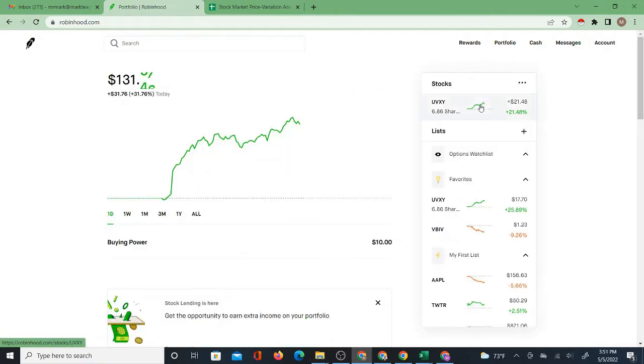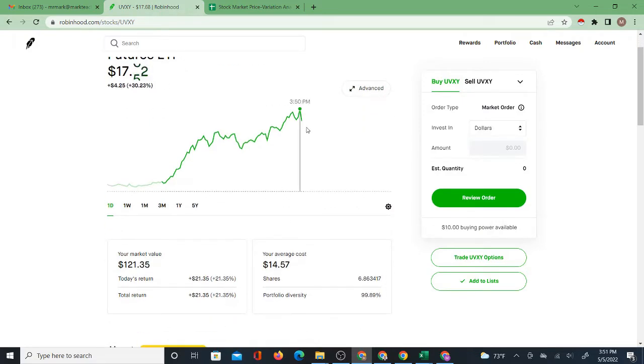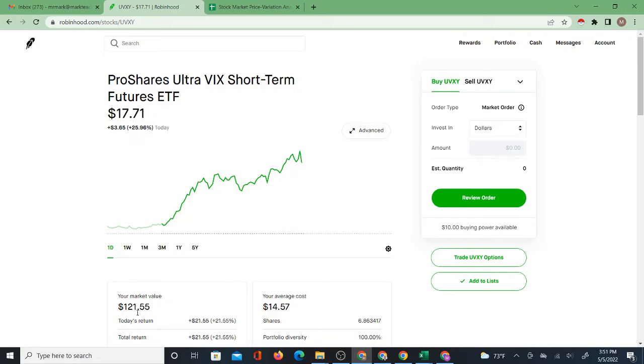And I'm going to go back to my portfolio and open it, and you can see the result today, which is that it earned, well, right now 22%. It just dropped down a bit, but at this point, you can see I have over $20 earned on my $100. So that's pretty good for one day. I just bought it at 9:30.